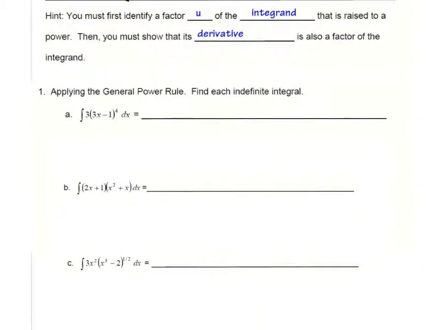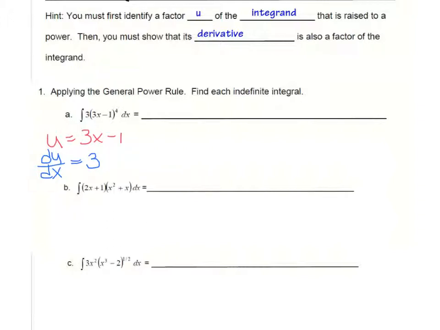For number 1a, we're looking at this. We have 3x minus 1 to the 4th. You could do 3x minus 1 times 3x minus 1 times 3x minus 1 times 3x minus 1, and then distribute a 3 from this coefficient to every term. But that's a lot of algebra and not necessary. What we could do is say that u is 3x minus 1. And then we're going to find the derivative of u. So du over dx is 3. So now we're going to use substitution.